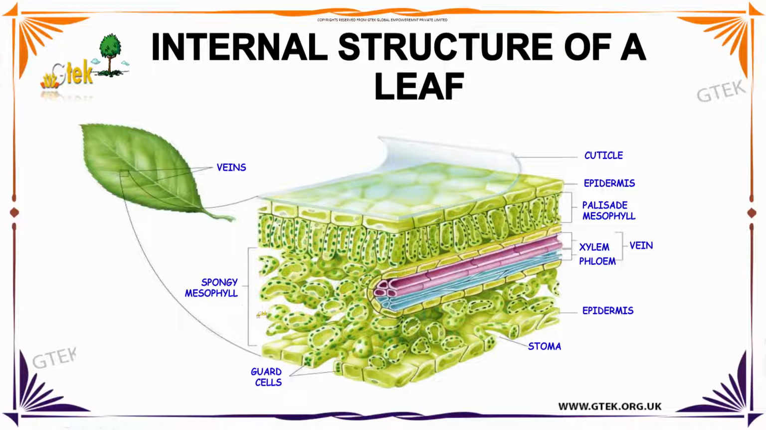This portion is called spongy mesophyll, and these both ends are called guard cells. The gap is represented by the stoma, and these ends are called epidermis. Here the xylem and phloem are presented. Cuticle. The purpose of the cuticle is storage of water.